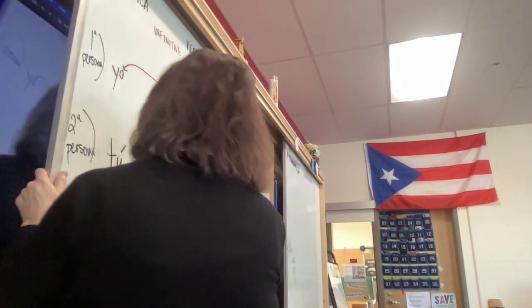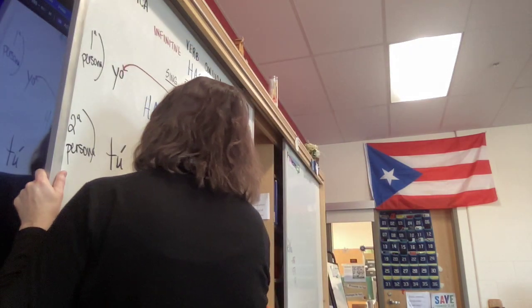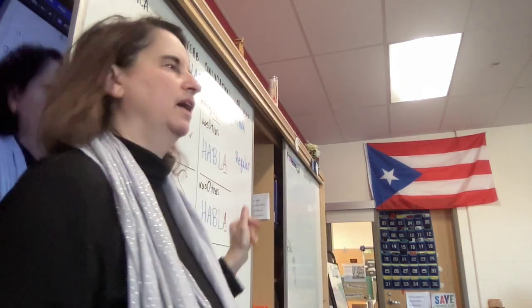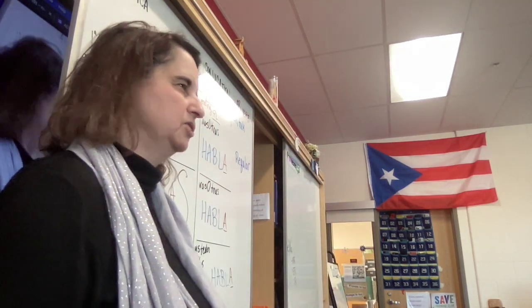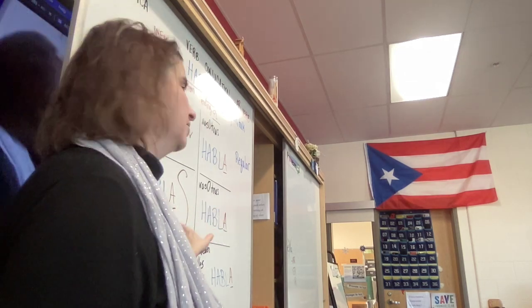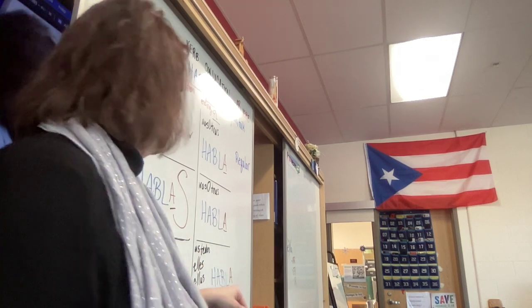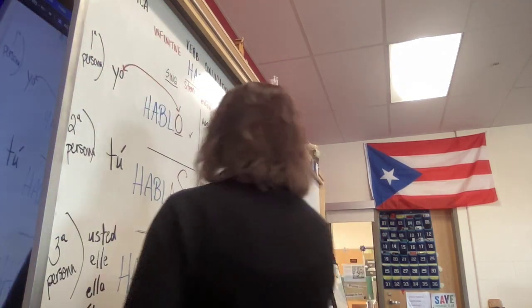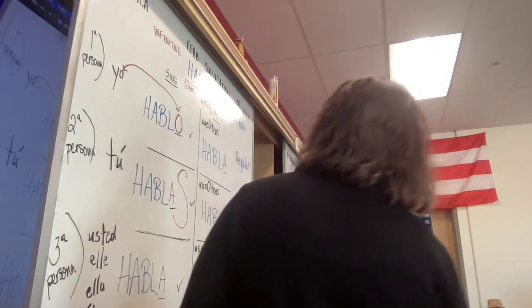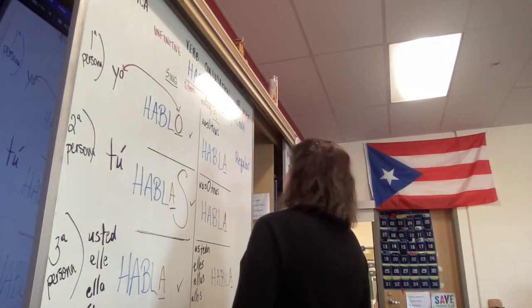Okay. Second person, tú, is going to end with an S. I like to make it nice and big because we're used to having the S go on third person in English. He walks, not in Spanish. It doesn't go there, it goes here. Make it big. Tú hablas español en la clase de español. So now we're done with that one. All right.